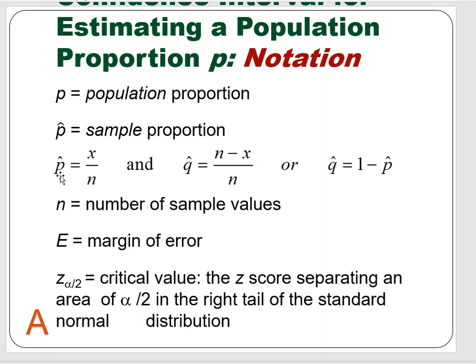P hat, of course, the proportion is X divided by N. How many satisfy the requirement over the total? Q hat is the complement of P hat. It's going to be what doesn't satisfy the value. N is the number of sample values, and E is the margin of error, or sometimes in books they call it MOE. The Z alpha over 2 is the critical value that separates the area between the right tail and the standard normal curve.